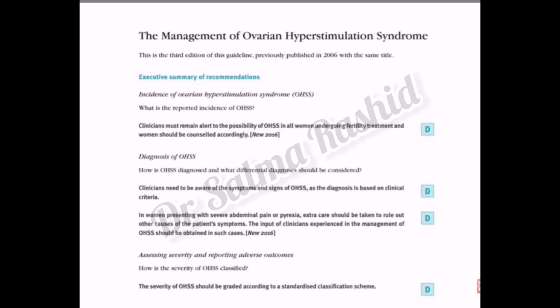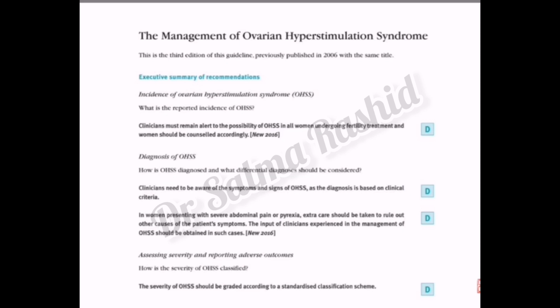Clinicians must remain alert to the possibility of ovarian hyperstimulation syndrome in all women undergoing fertility treatment, and women should be counseled accordingly. Diagnosis of ovarian hyperstimulation syndrome. How is ovarian hyperstimulation syndrome diagnosed and what differential diagnosis should be considered?